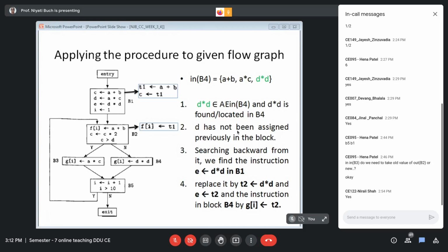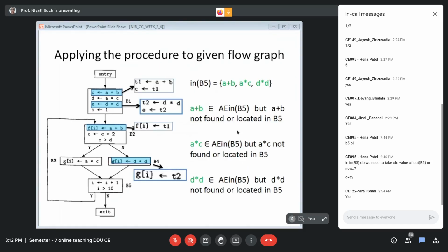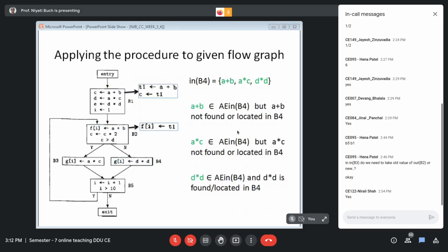Now for the next block, B5. This is what we have made as a change. For B5, whatever expressions we have in the inset are not found in B5, so we can safely skip all of them, because we don't have to do anything. Regarding B3, I have not added it into the slide; I will add it when I share it with you.